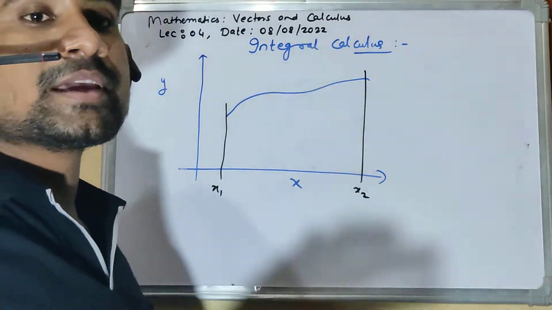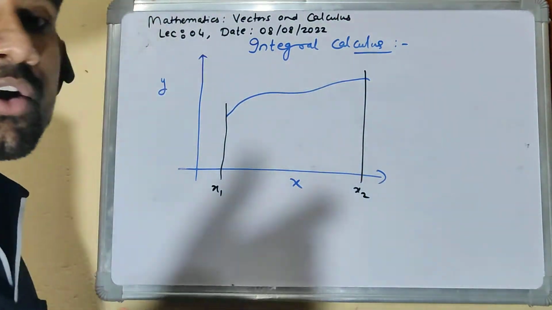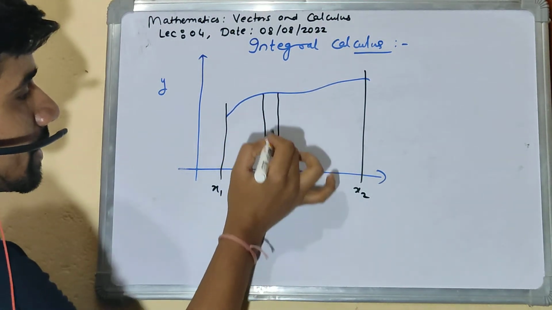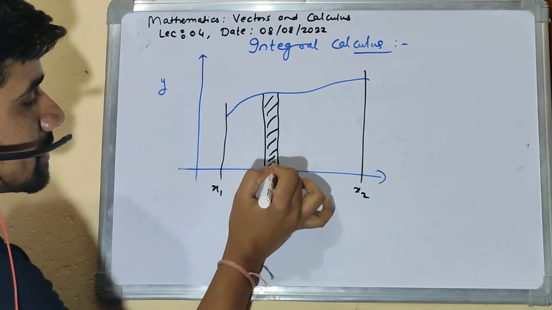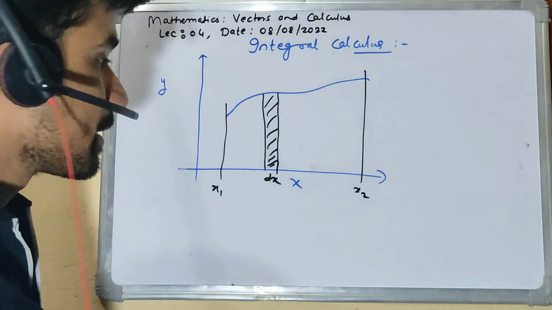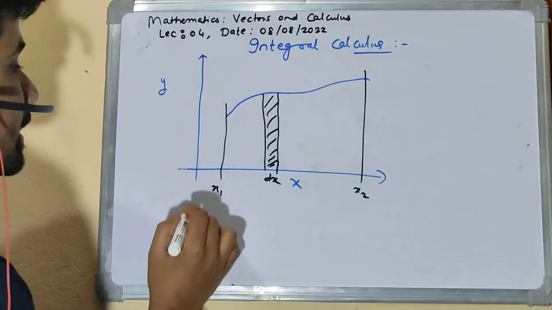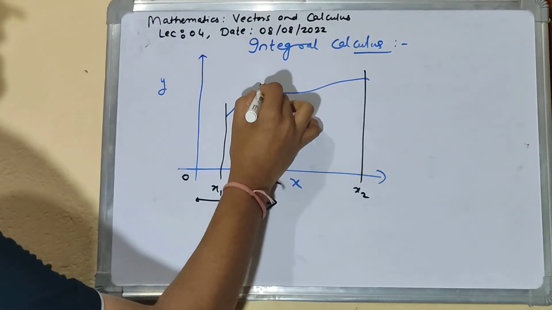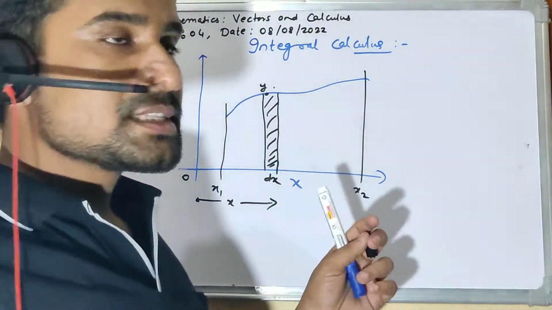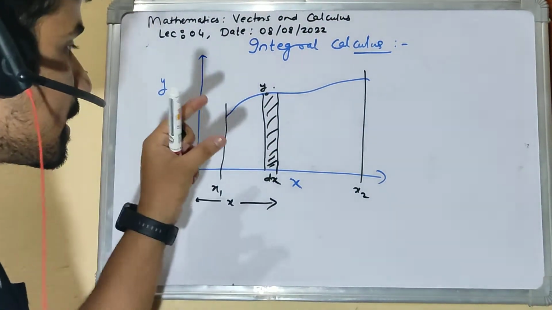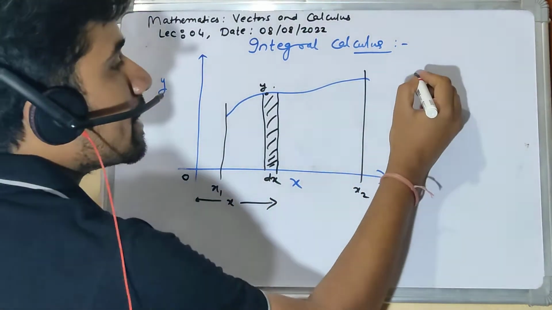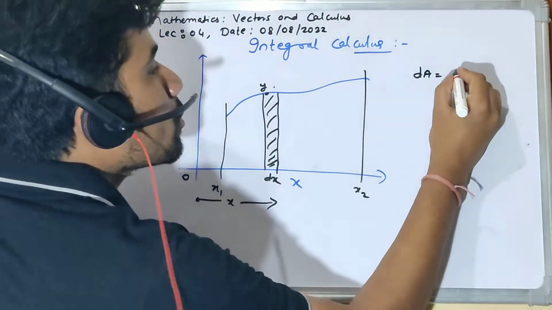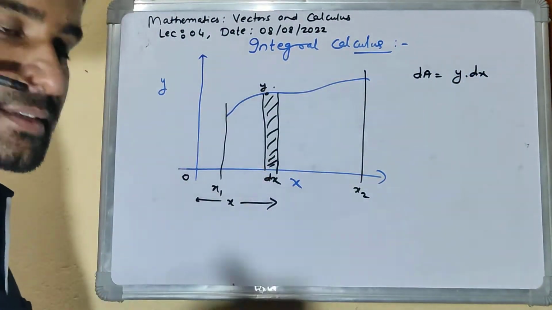So one of the major applications of integration is area, right? And how do we find the area? We will take out a strip from this particular curve. Let's say this strip has a thickness dx. It is at a point x from the origin, and this coordinate, let's say, is y. So what is the area of this thin strip? Let's say dA, small area. dA means the small area of this strip. It's nothing but y into dx, right?